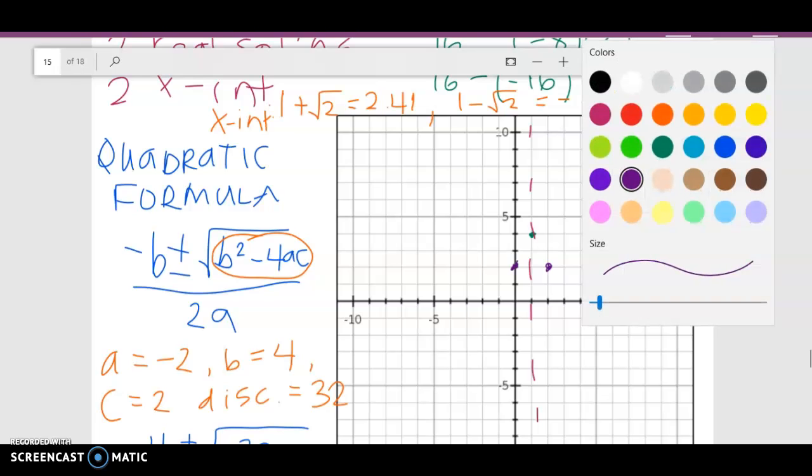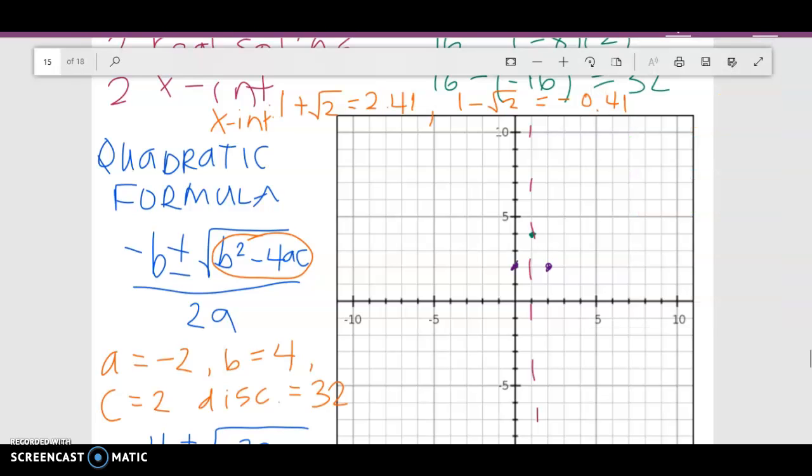Okay, so I had negative 0.41, so not quite halfway between 0 and negative 1. And then I have positive 2.41, so 2.41 is not quite halfway between 2 and 3. Okay, so you can see that that's symmetric about its axis as well.